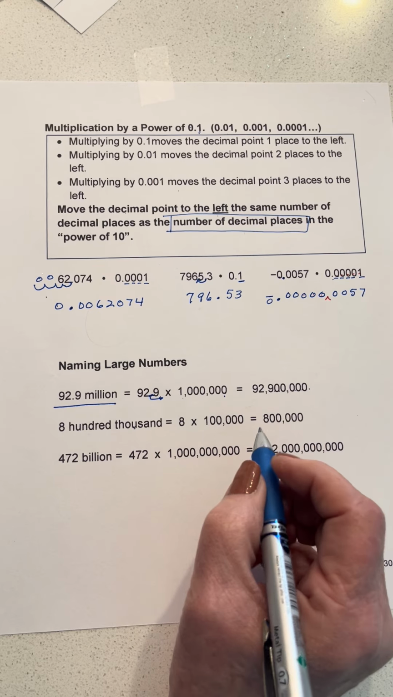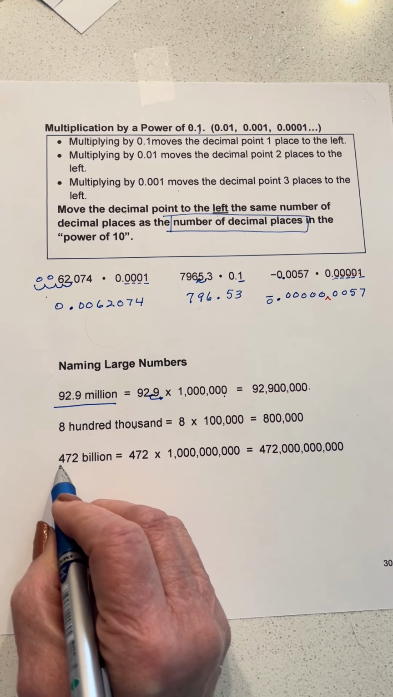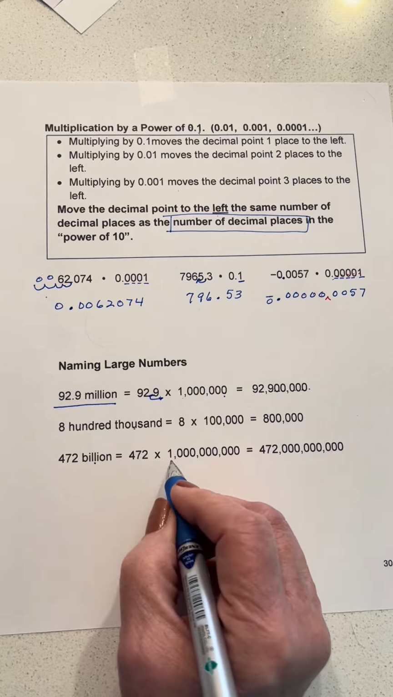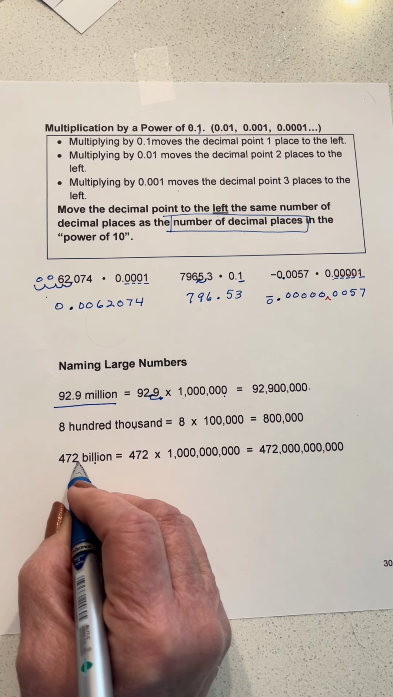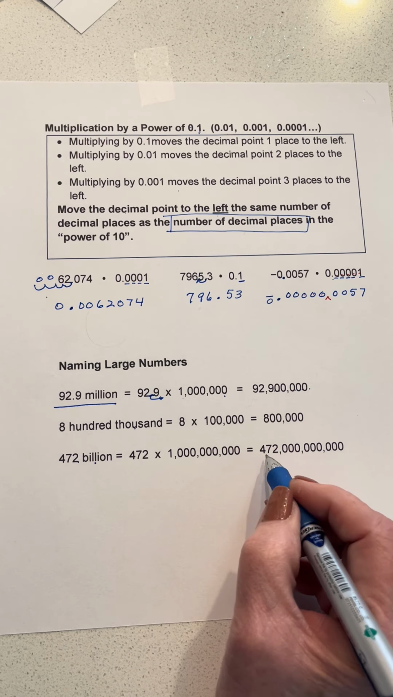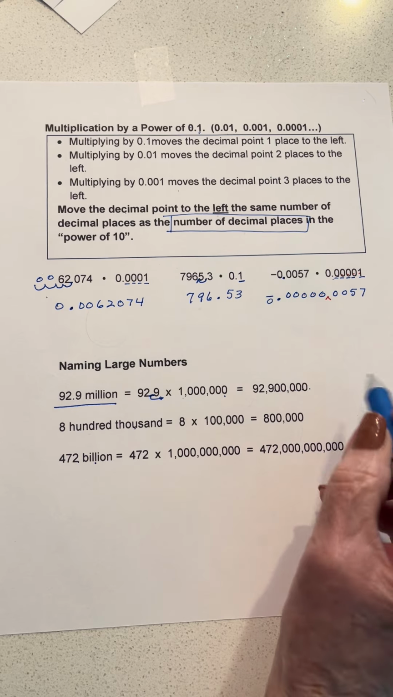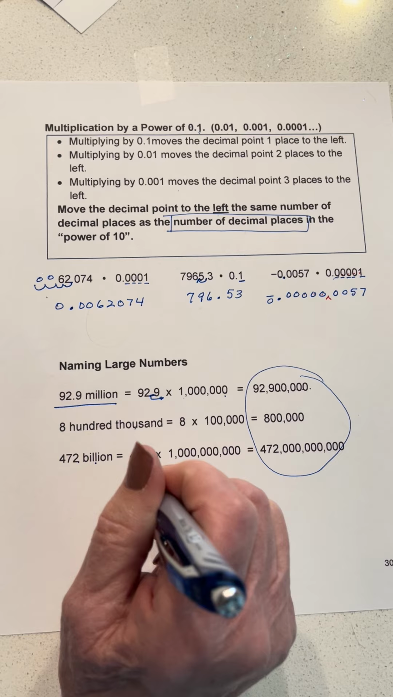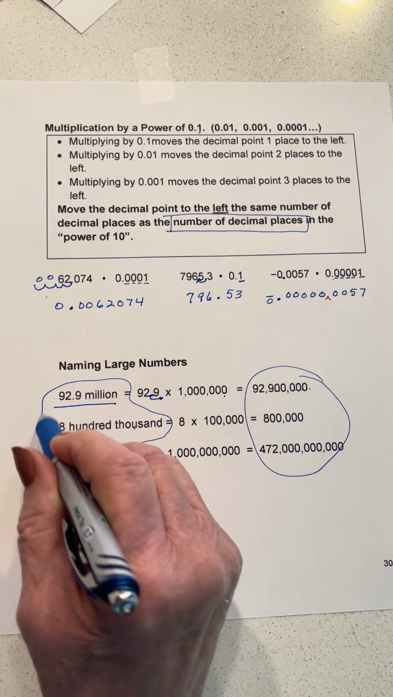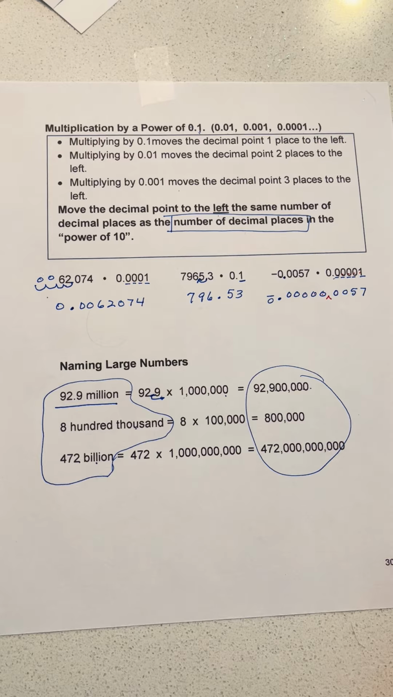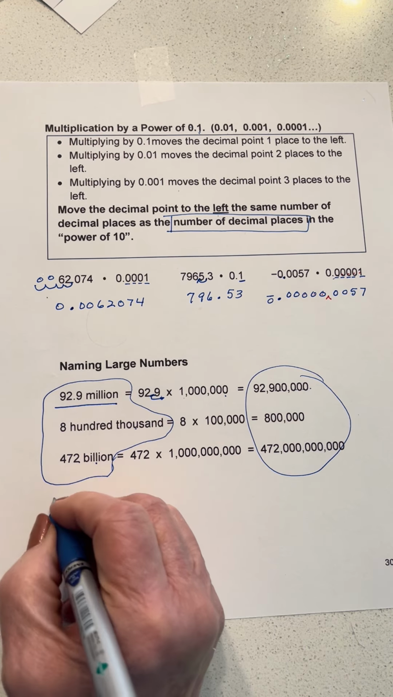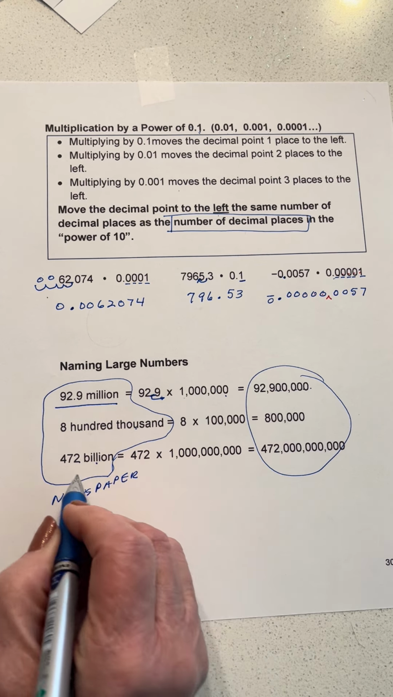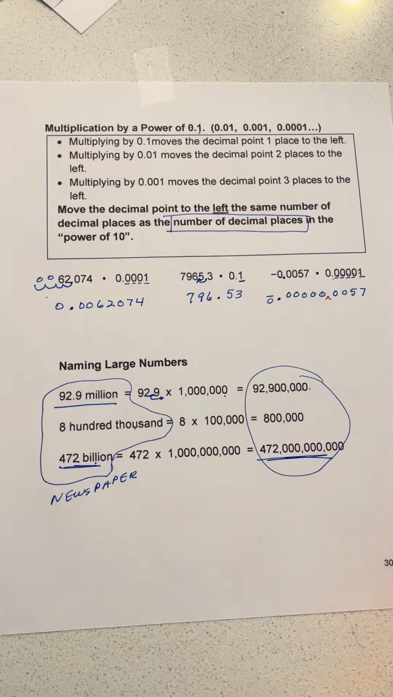8 hundred thousand would be 8 times 100,000, or 800,000. 472 billion would be 472 times a billion. So we're going to move this decimal point 9 places to the right, or we would have 472 billion. These are written in standard form. These are written kind of in this mixture of words and numerals. I like to think of these as newspaper words because you often see this in the newspaper instead of this.